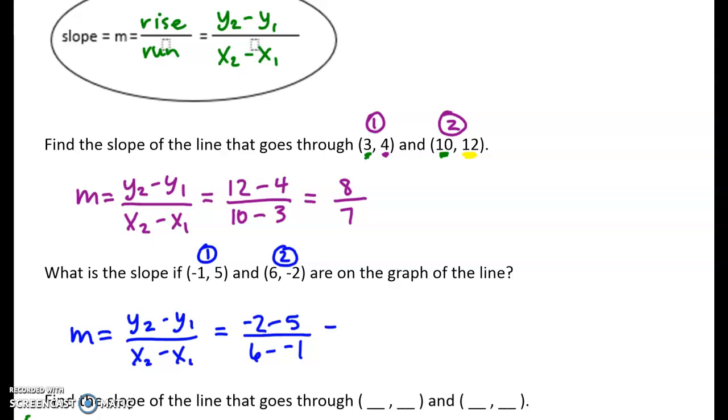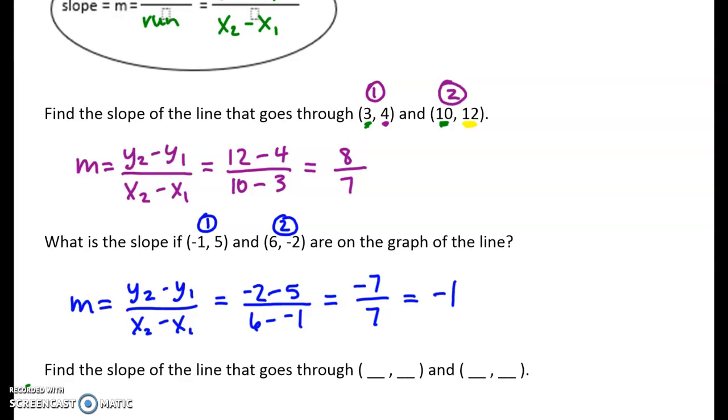And then we have -2 minus 5, which is -7, divided by 6 minus -1. We know those two negatives make a positive, and we have 6 plus 1, which is 7. And so our slope, if I do that division, would be -7 divided by 7. We have a slope of -1.